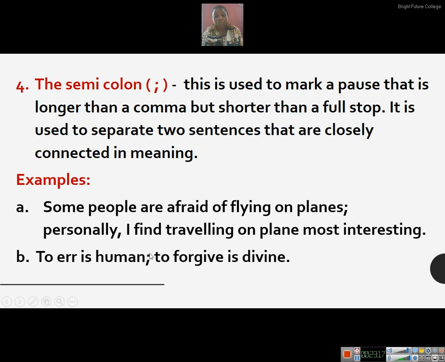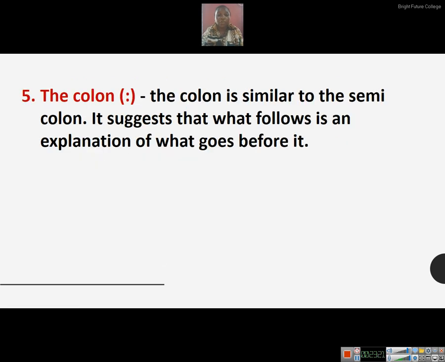So we have the semicolon there to show us that they are related. Now we have the colon. Like I said, you should not mix up the colon with the semicolon. The colon has two dots, one up and one down. So we have two full stops to make a colon. The colon is similar to the semicolon. It suggests that what follows is an explanation of what goes before it.